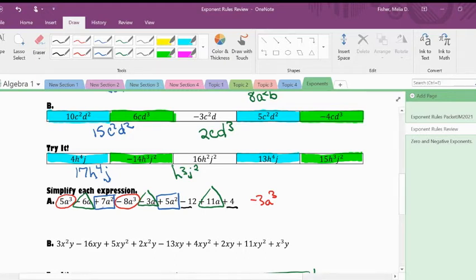Next we'll go for a squared. So that's our 7a squared and our 5a squared. So that makes a positive 12a squared. Now we'll go for our a's. So I have negative 6a. And a negative 3a makes negative 9a, plus 11a makes a positive 2a. And then combining our constants, we have a negative 12 and a positive 4, which makes a negative 8.